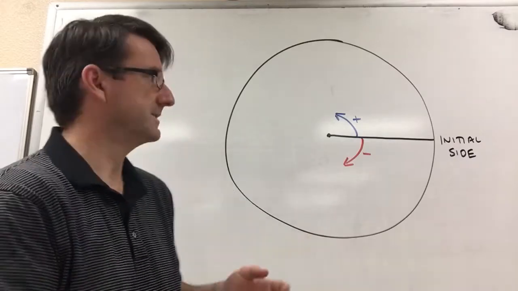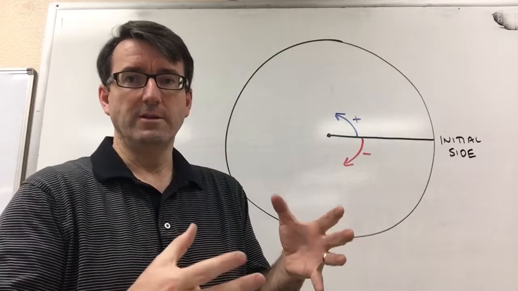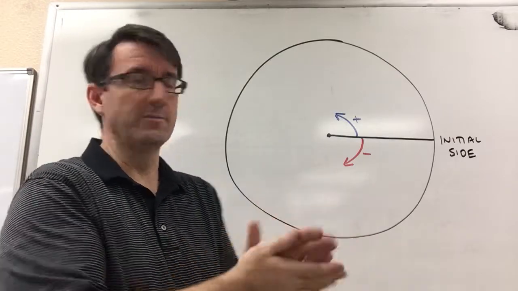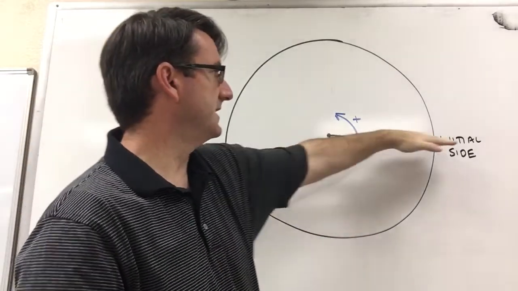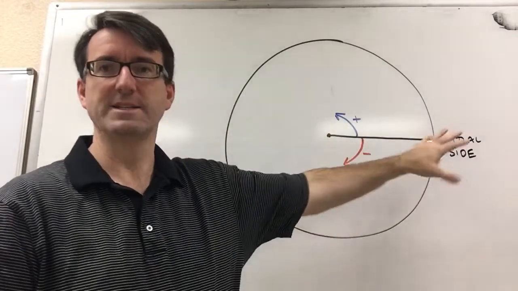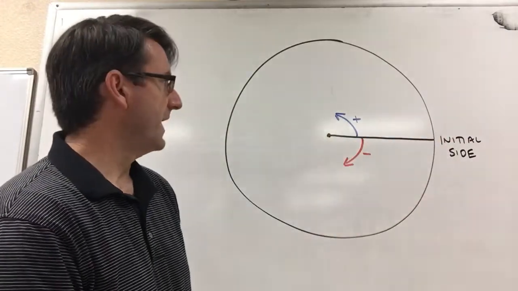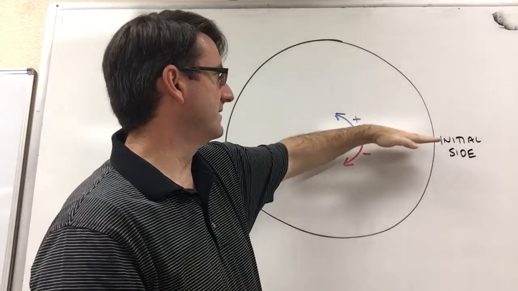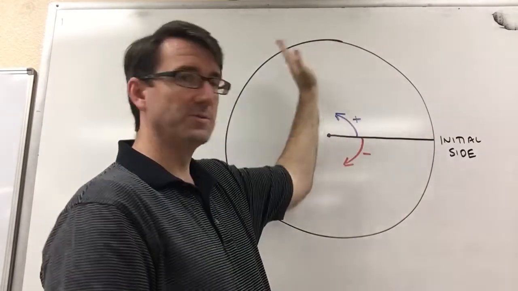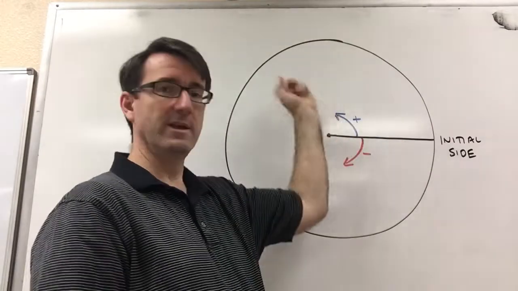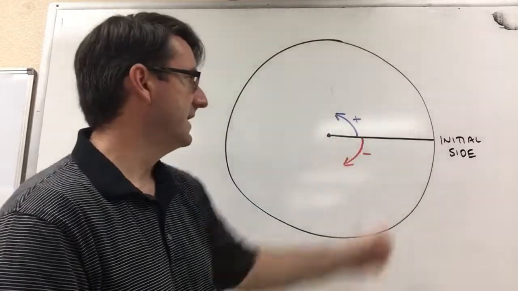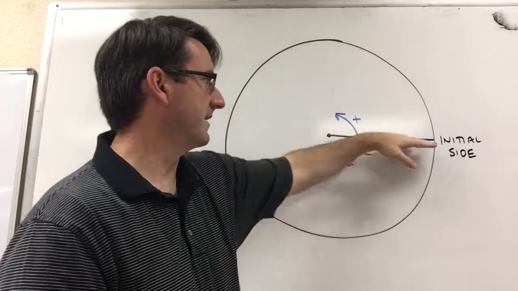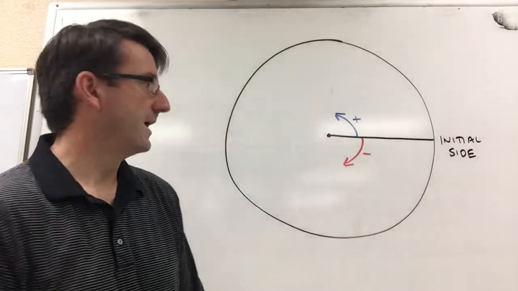negative angle measurements. So for an angle in its standard position, we're going to have the initial side right here on the positive x-axis. And then from there, positive angles are going to be measured this way, starting at the initial side and going counterclockwise. And negative angles start at the initial side and go clockwise.